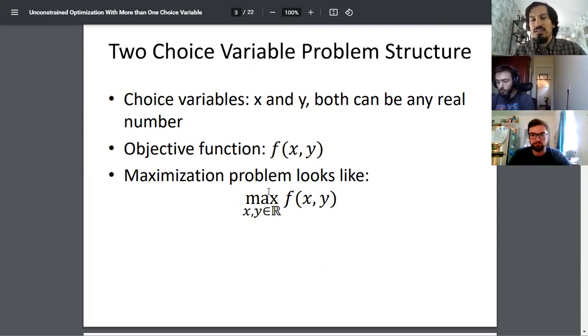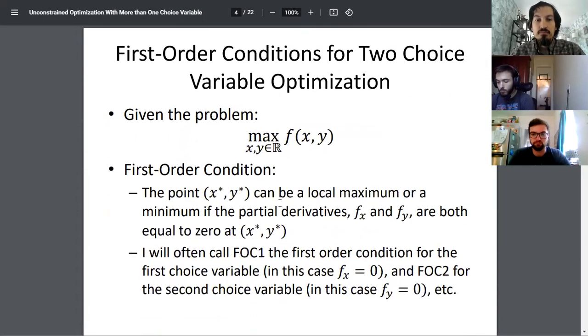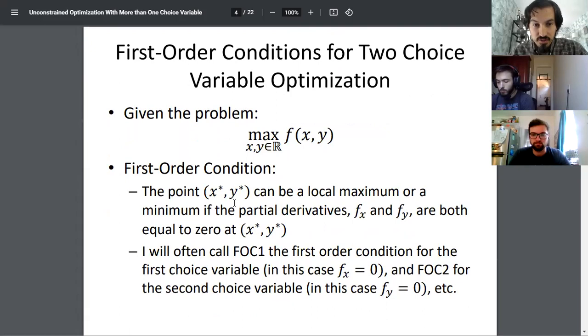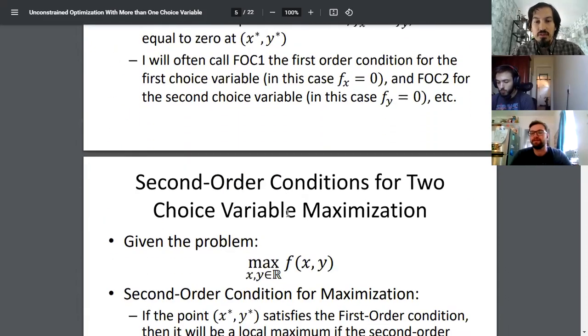But for now, let's just learn the basics of problems that look like this, which could be max or min. I believe I gave this to you before. The first order conditions are that not the derivatives, but the partial derivatives of the objective function should be equal to 0 with respect to each choice variable. Those are called the first order conditions.